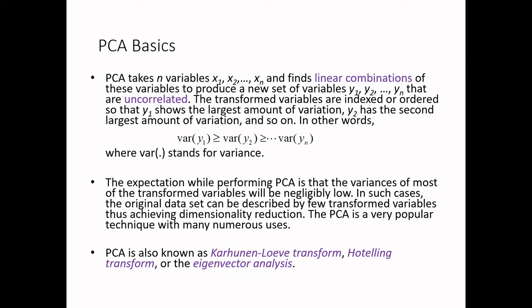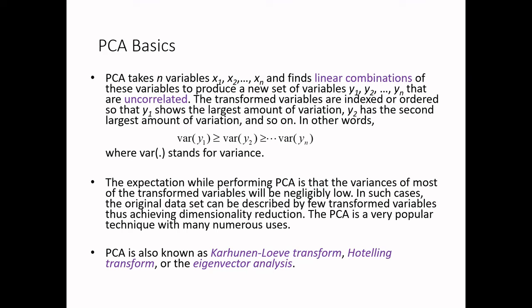And if you look at the way we have defined y1, y2, etc., y1 is the new variable which has the most variability. Y2 is the variable which has the next most variability. Y3 is the variable which has the next most variability. And yn is the variable that has the smallest amount of variability. So if there is a measurement that really does not vary much, you can safely discard it, because since it is not varying much, it's not giving you any information. So you can simply throw it away.